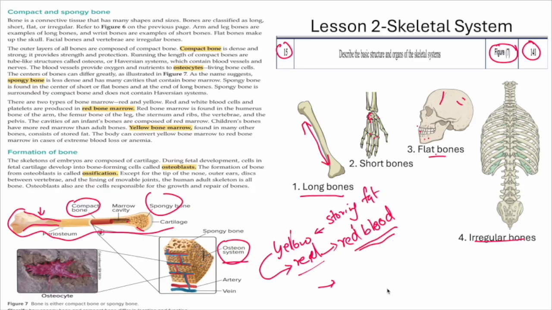And the living bone cells are called osteocytes. And the formation of bone from osteoblasts is called ossification, right? Ossification.